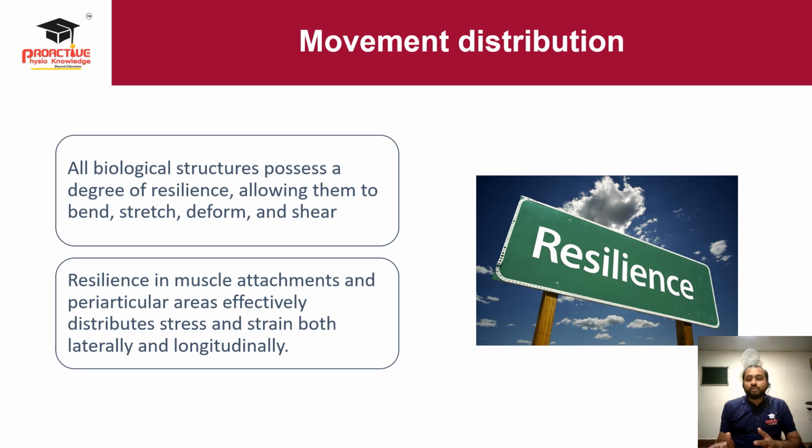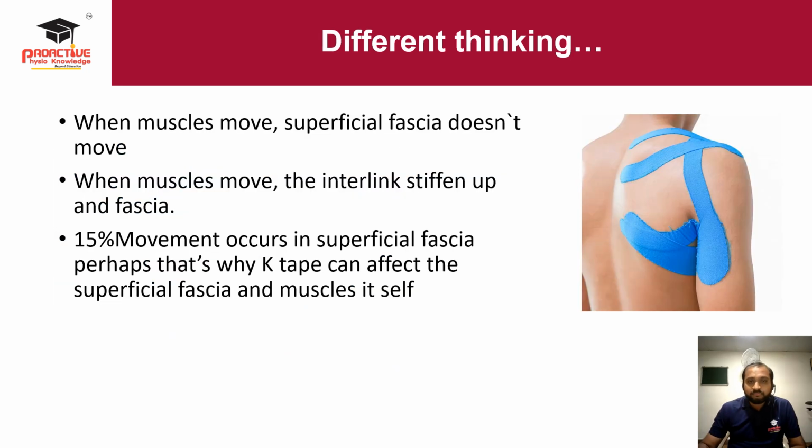So the proportion of movement is something we need to understand when the person is showing a specific movement pattern with complaints of pain. We need to understand what structures are involved. So if we look from the biotensegrity model, this helps us to understand how these tissues are behaving.